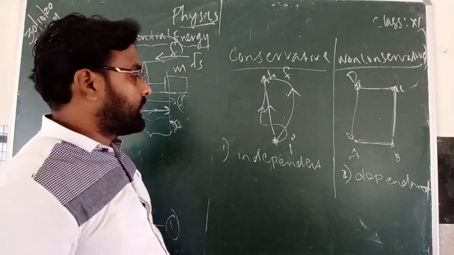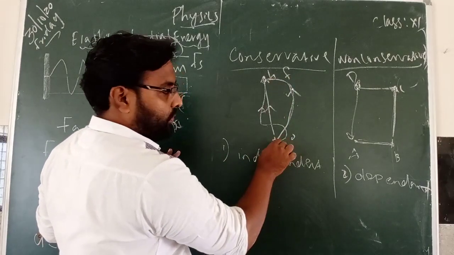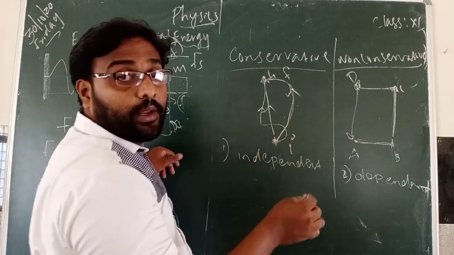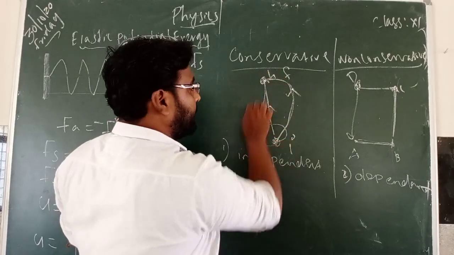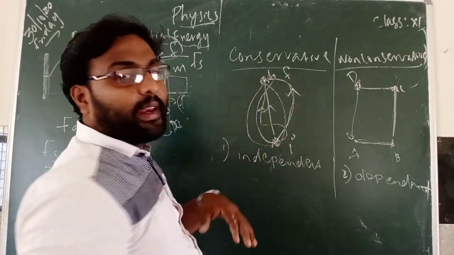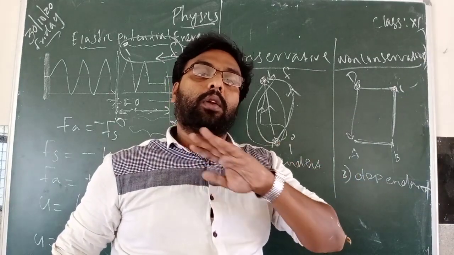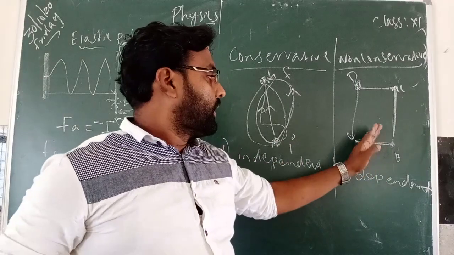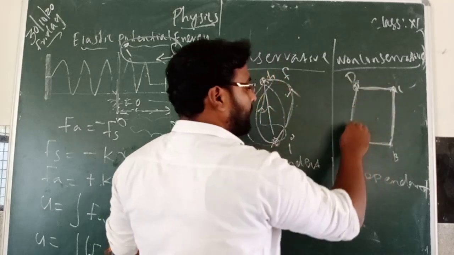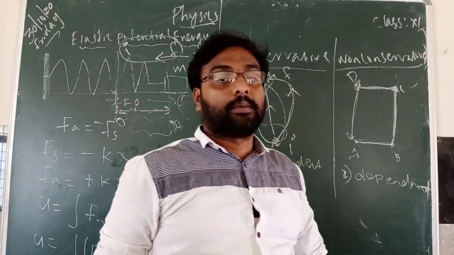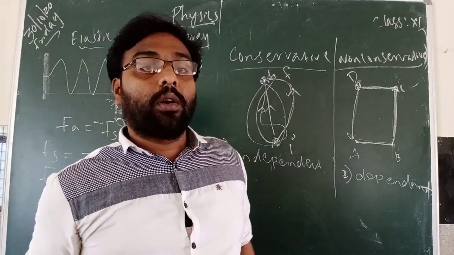This is the first difference. Work done is independent of path. You can lift the object from the initial position to the final position this way, this way, any path you choose. A conservative force is independent of path, but here it depends on the path. Work done is varying, so work done depends on the path.